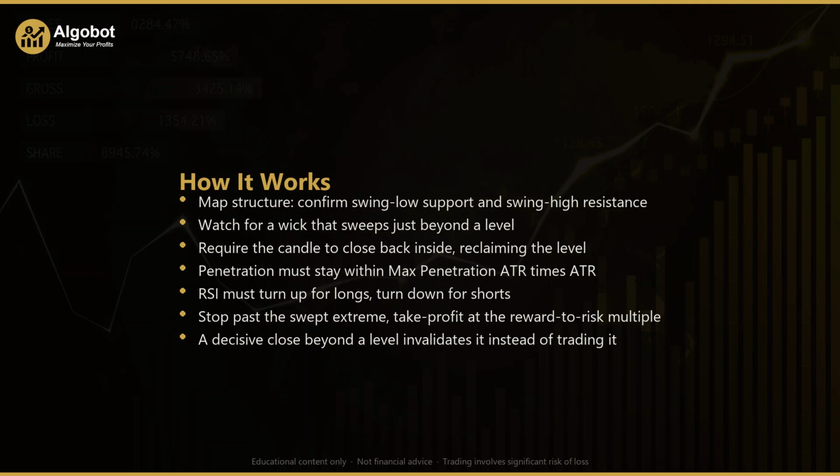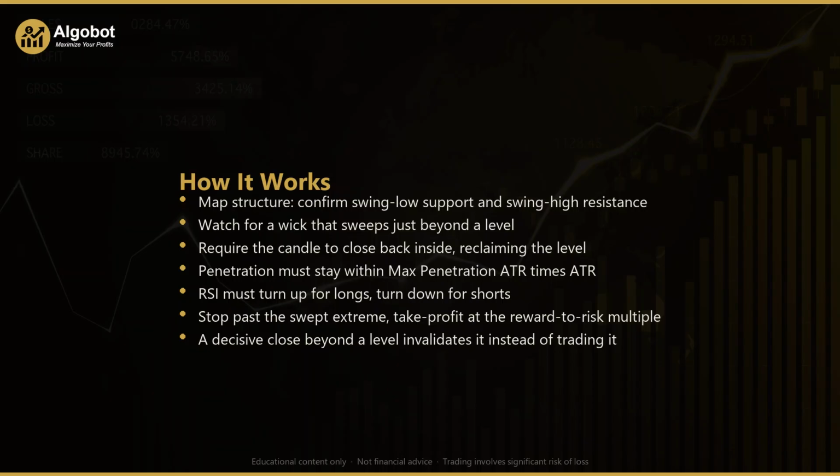The entry is taken at the ask price. The stop loss is placed just below the swept low, buffered by ATR times the stop multiplier. The take profit is set at the entry plus the reward to risk multiple times that risk distance, which defaults to 1.8. The short side is a perfect mirror.